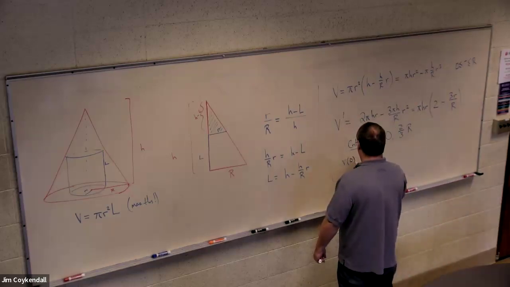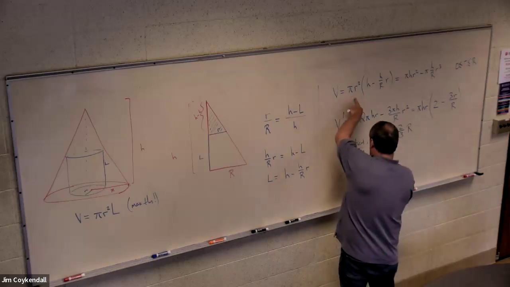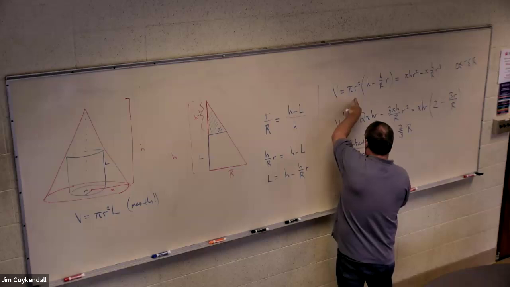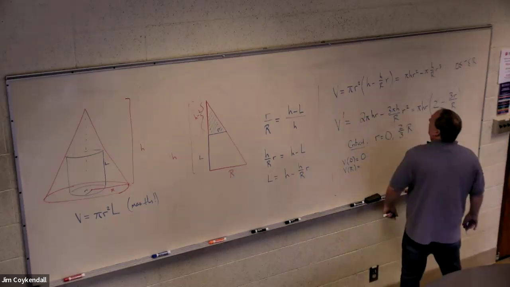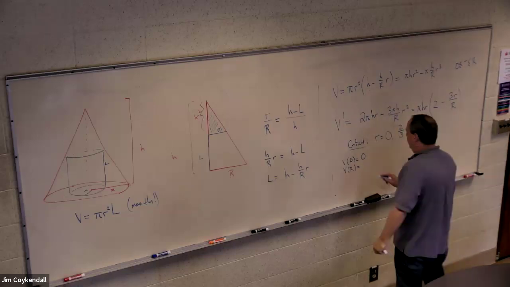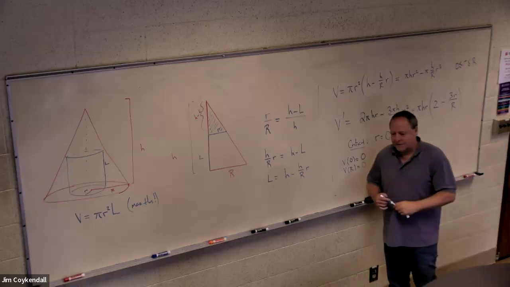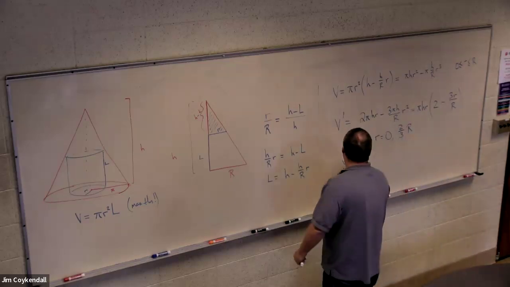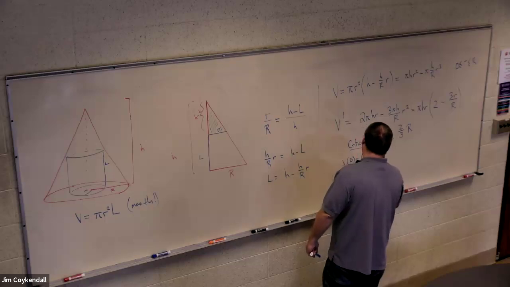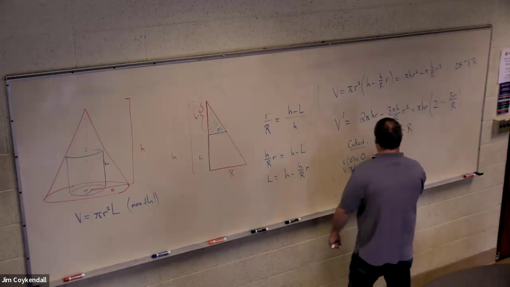When I plug in r equals 0, I get 0. When I plug in capital R, I get h minus h, which equals 0. And of course, this makes all the sense in the world, because this one is a cylinder with radius 0, and this is a cylinder with height 0. So they have 0 volume.